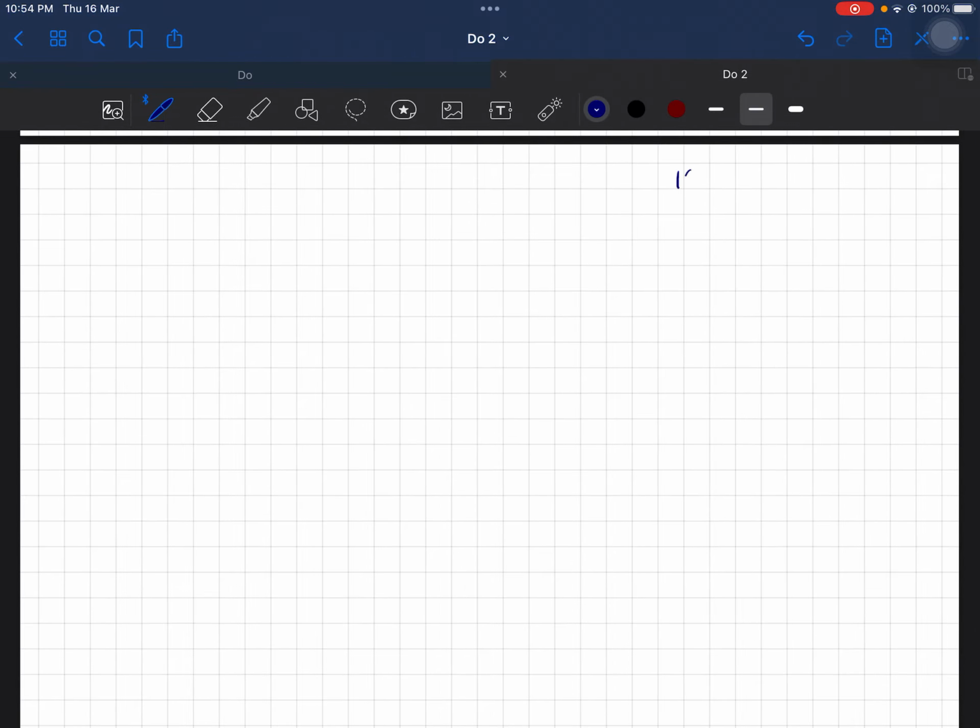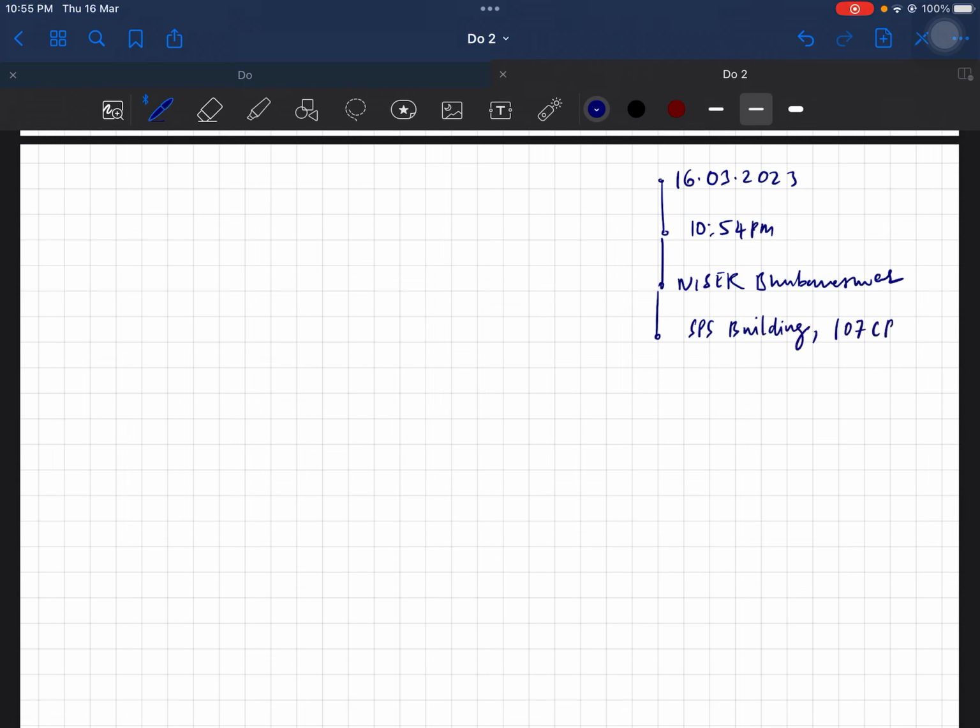Okay, it's again 16th of March 2023. This is session 2. It's 10:54 p.m. I'm at Mysore, Bhubaneswar, at the SPS department, SPS building, and 107 CR.